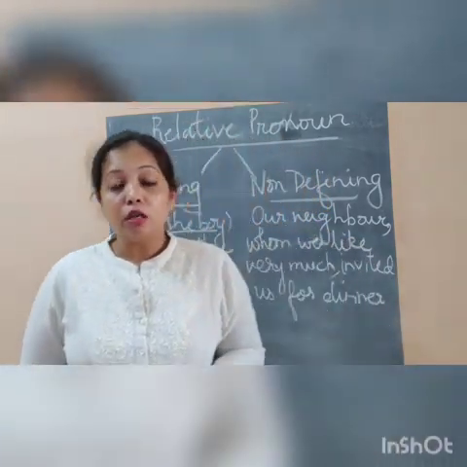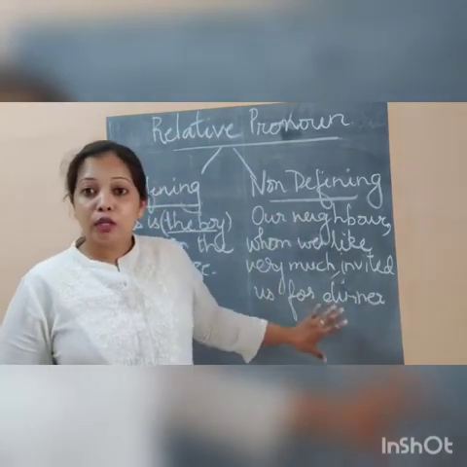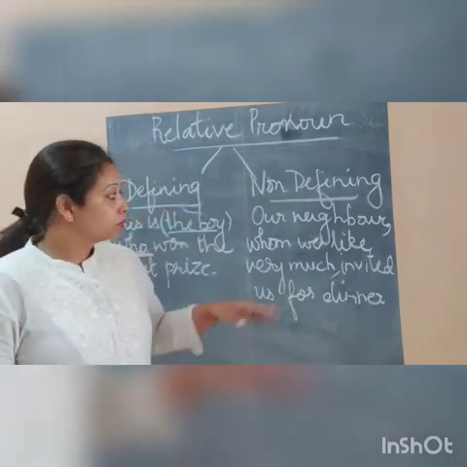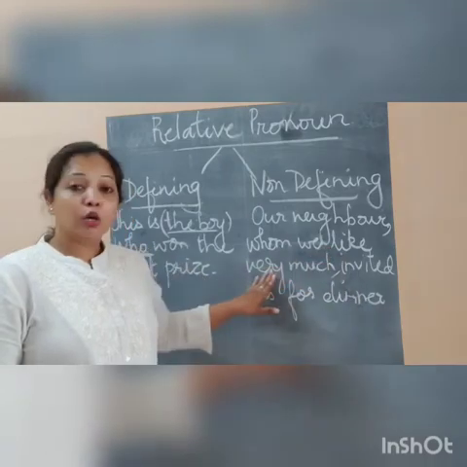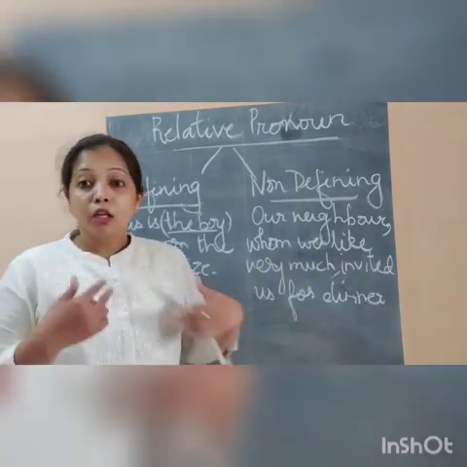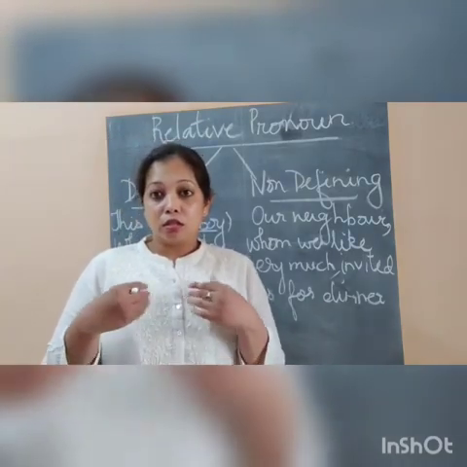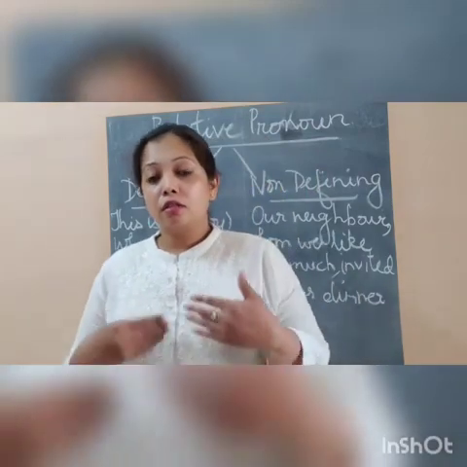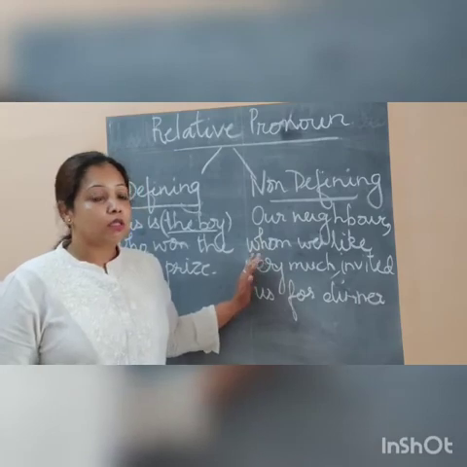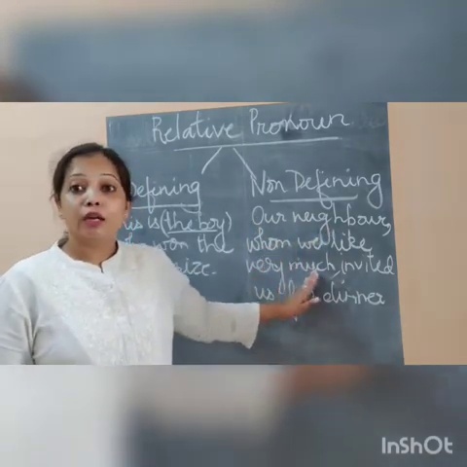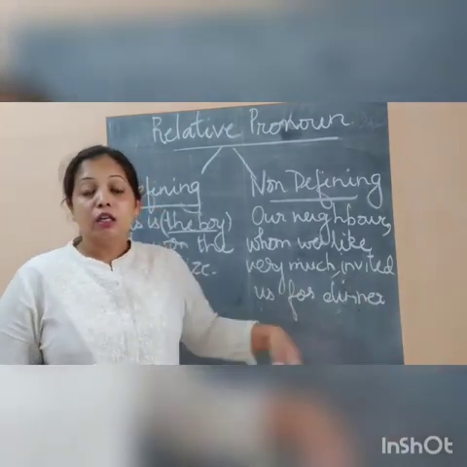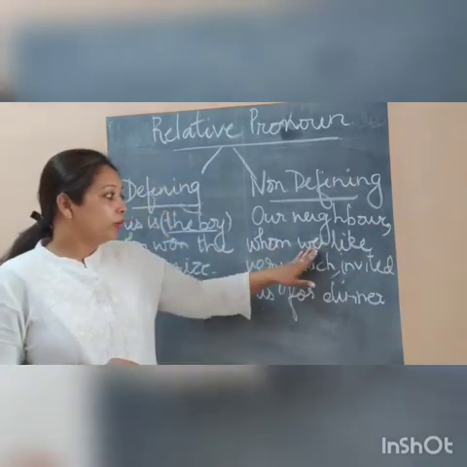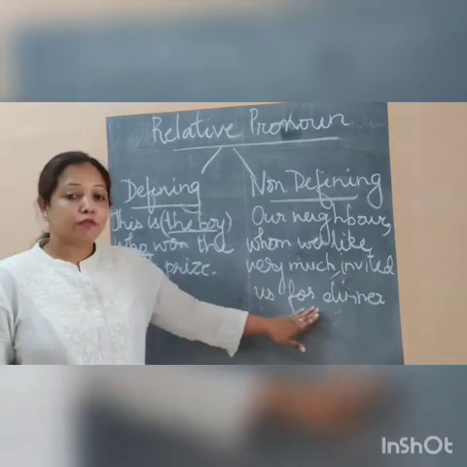The other one we talk about is non-defining. We'll read the sentence and see how it is a non-defining relative pronoun. Our neighbors, whom we like very much, invited us for dinner. When I speak, I take a break; I'm not saying it in one go. As I said, this is the boy who won the prize, I said in one go. Here, I say our neighbors, whom we like very much, invited us for dinner. When I stop in between, I use a comma. Our neighbors, comma, whom we like very much, comma, invited us for dinner.